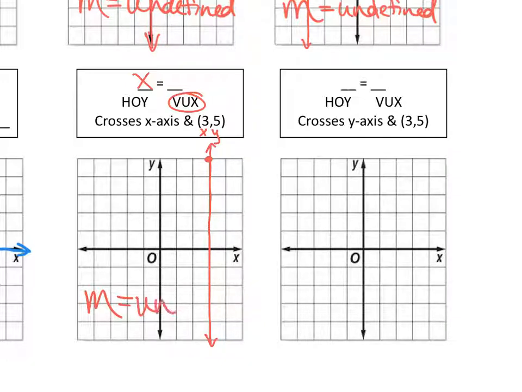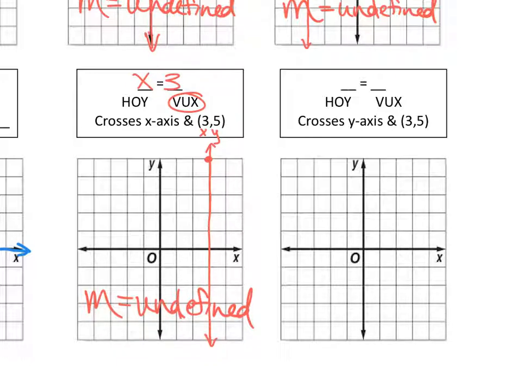Let's write that down. The slope is undefined, but what's the equation of this line? X equals. What does x equal? Look at the coordinate here. What's the x value? 3. So x equals 3. Oh, snap.